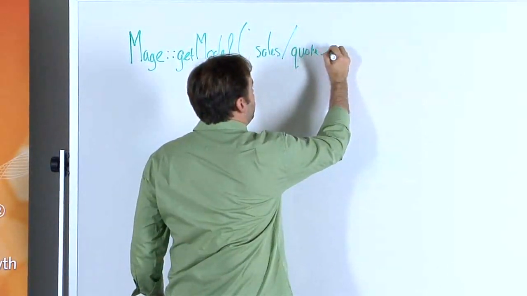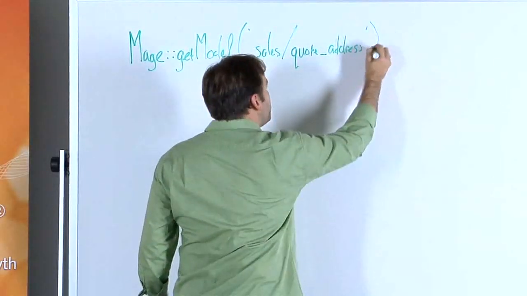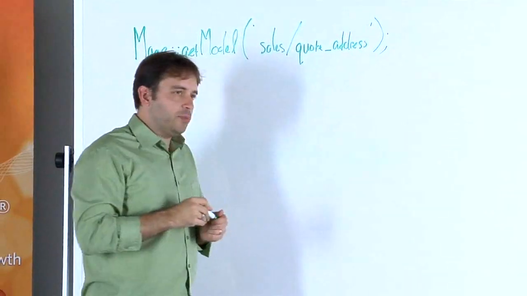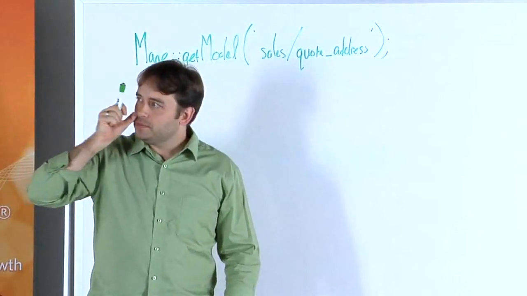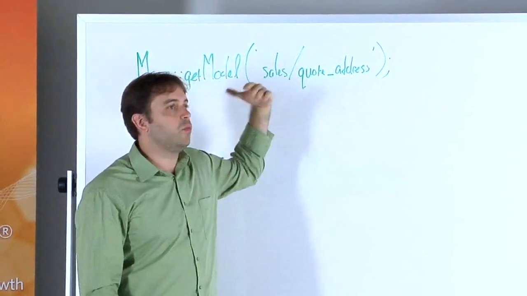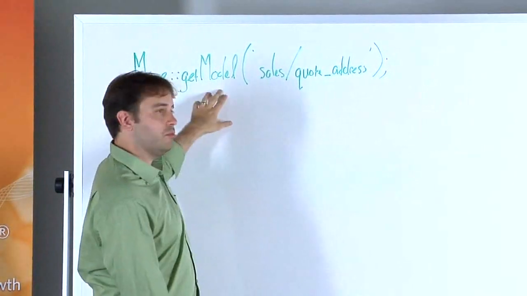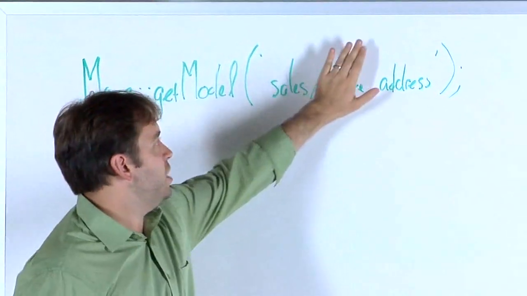Quote_address. You may not totally understand it right now, but I hope you're starting to see some patterns. You see sales, and then sales. Whatever's before the slash, that's going to be a node directly under whatever type we're dealing with. In this case, models. So Mage::getModel, sales.